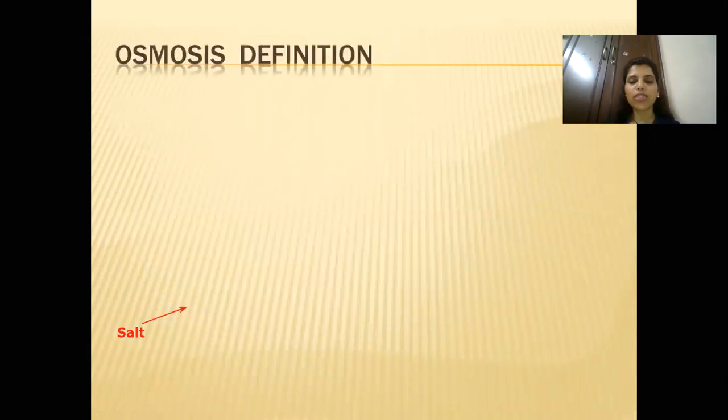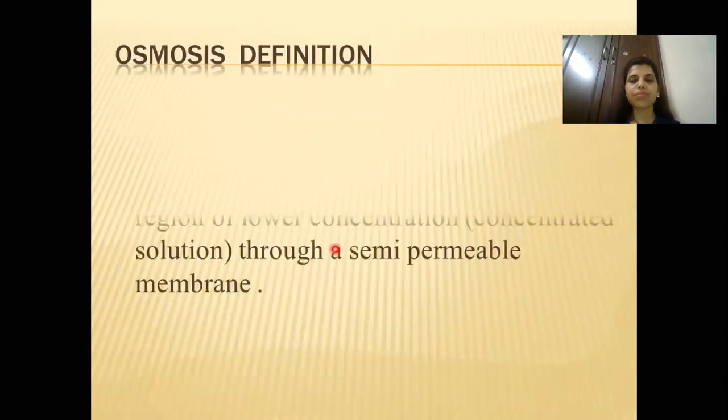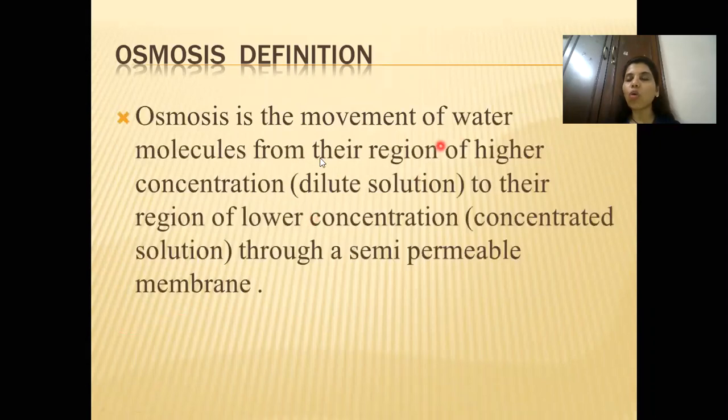So osmosis is the movement of water molecules. When we were talking about diffusion, we saw that it can be with respect to solute or solvent, that is solid, liquid, and gas. But osmosis is the movement of water molecules from the region of higher concentration, that is the dilute solution, to the region of lower concentration, that is the concentrated solution, through a semi-permeable membrane.